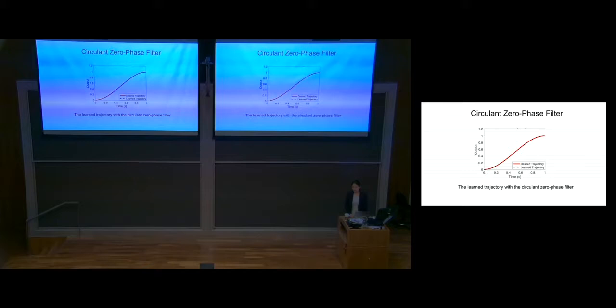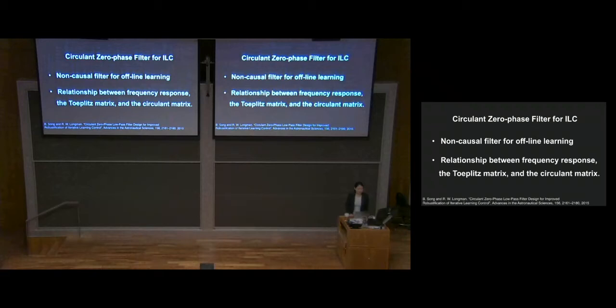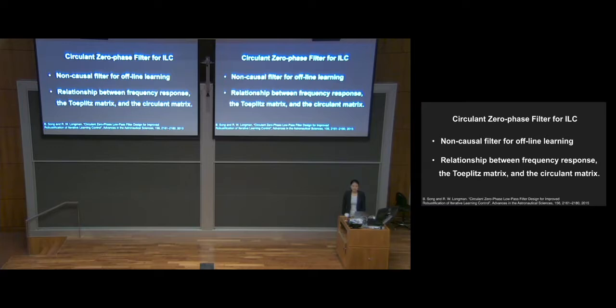Takeaways. The circulant zero phase filter for ILC is a non-causal filter. It can be used for offline learning. And there's a relationship between the frequency response, the Toeplitz matrix of the system, and also the circulant matrix made of the system Markov parameters.